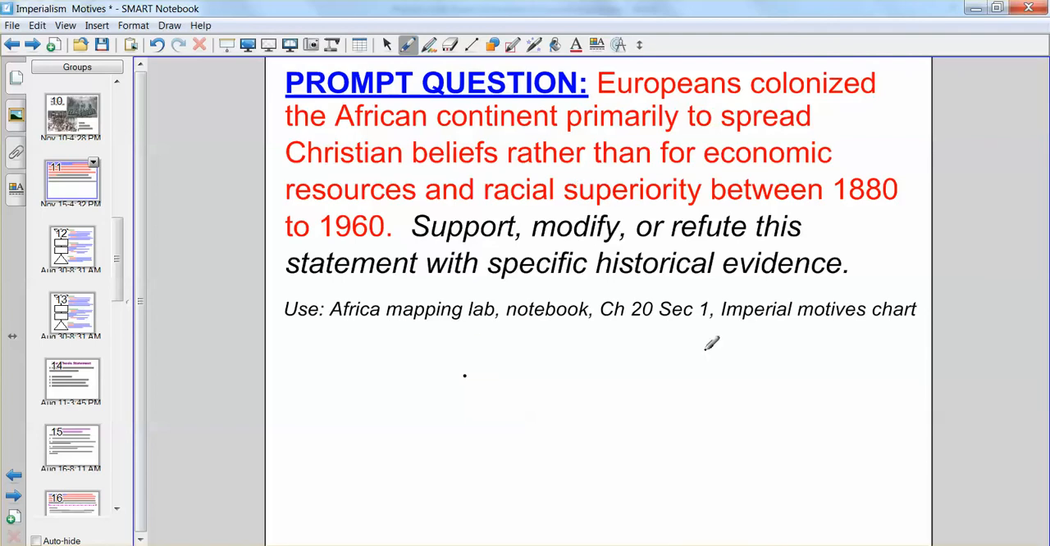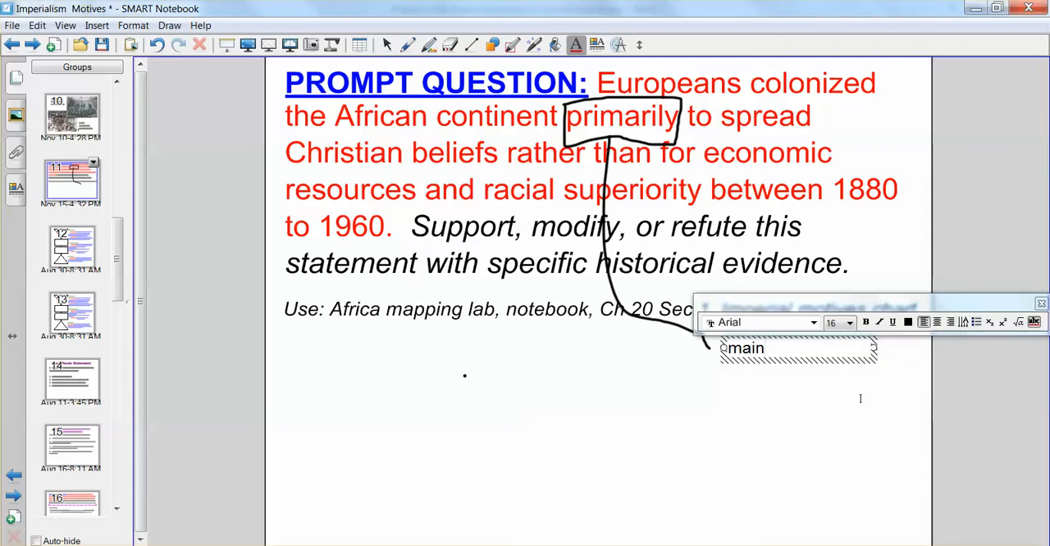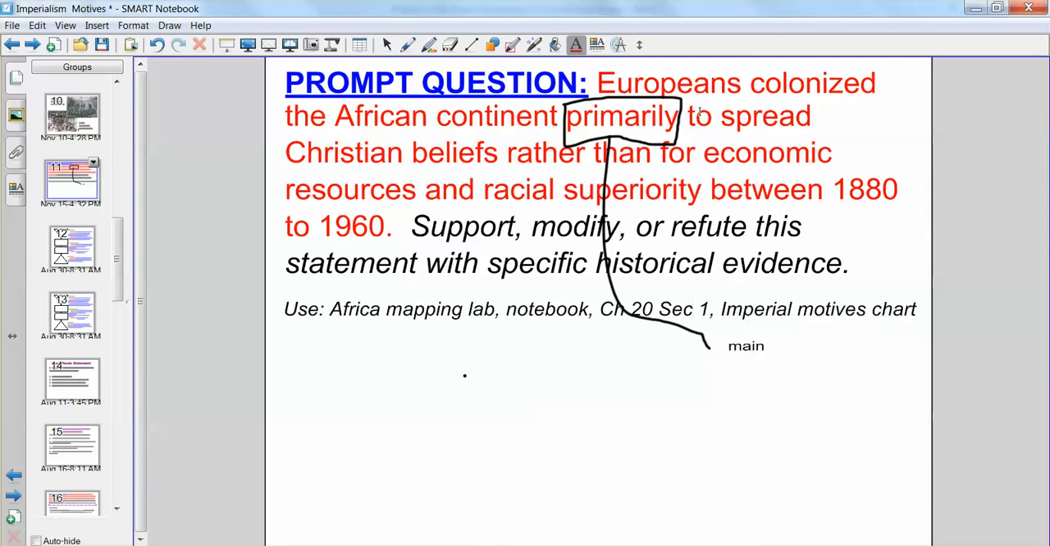Let's read it first. Europeans colonized the African continent primarily to spread Christian beliefs rather than for economic resources and racial superiority between 1880 to 1960. Okay, if that's the case, I want to make sure that I break down the correct part. So as I'm reading through, one of the first words that sticks out to me is primarily. Now, with primarily, what I interpret that to be is another word for main. What is the main reason Europeans colonized the African continent?